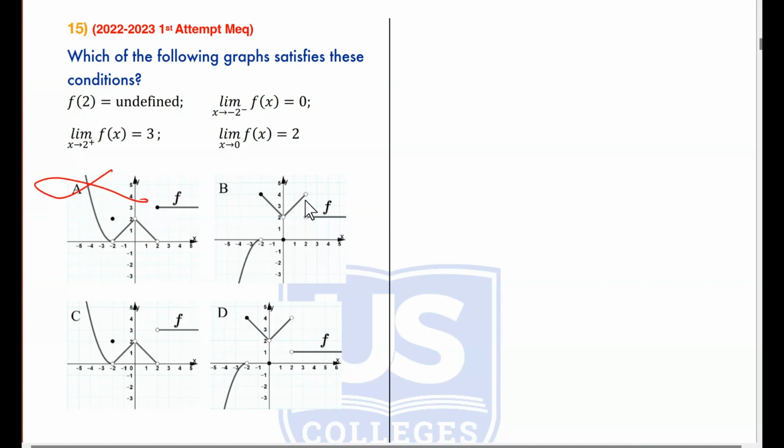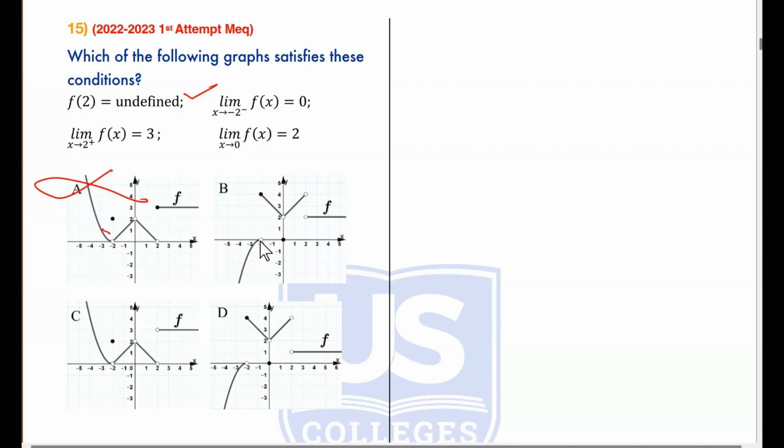For the next, f of 2, there is no filled point. It's undefined. True. The first condition is satisfied by option B. 2 is undefined in C. At 2, it's undefined in B. So I just eliminated one option with this information. Another piece of information: the limit as x approaches negative 2 from the left is equal to 0. I don't check A, I check B, C, and D.